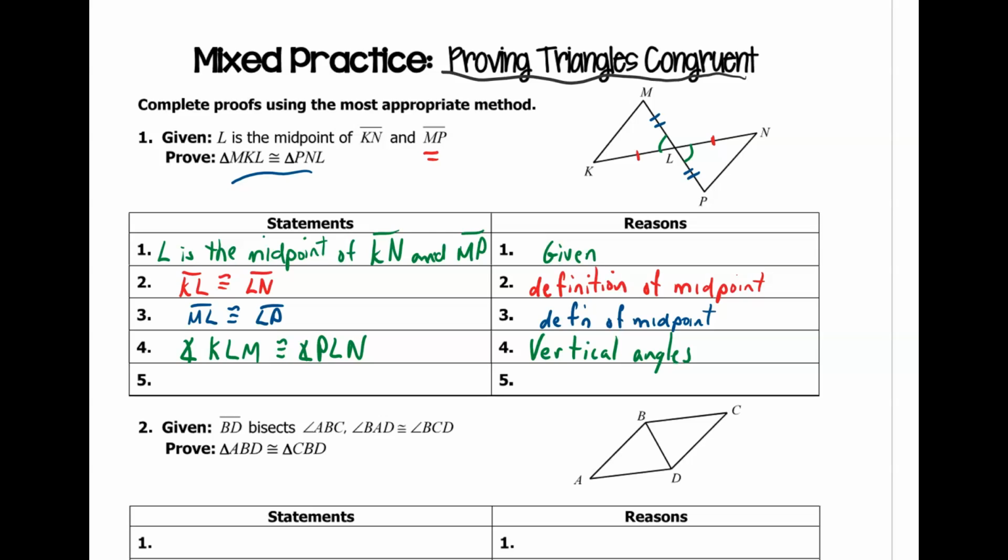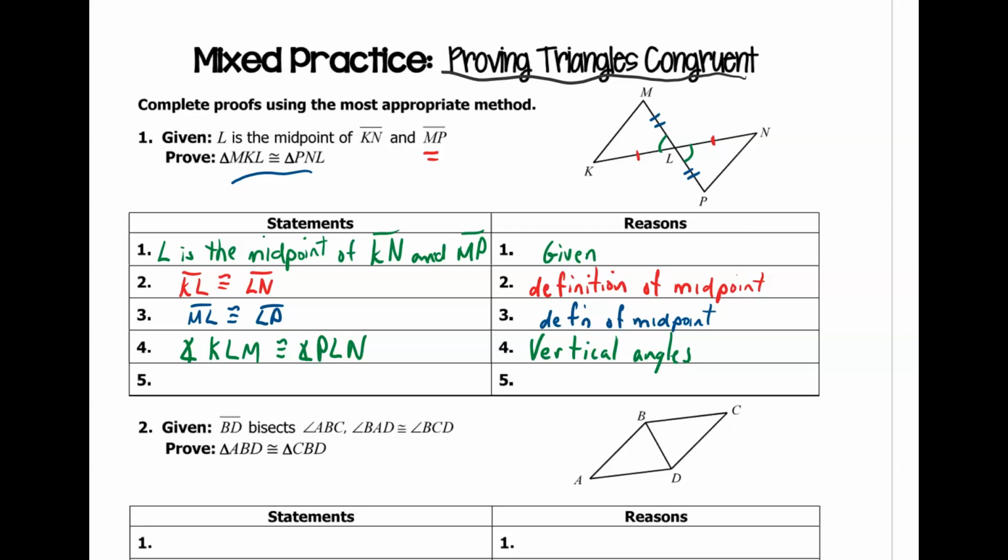M corresponds with P. Let's see, M and P, that makes sense because they're the ones right next to the two tick marks. K corresponds with N, so this angle over here corresponds with this angle over here. That makes sense also. And L corresponds with L. Those were already marked congruent. So yes, everything looks good. Honestly, you don't have to always check that much detail. We know that we've got an SAS situation.